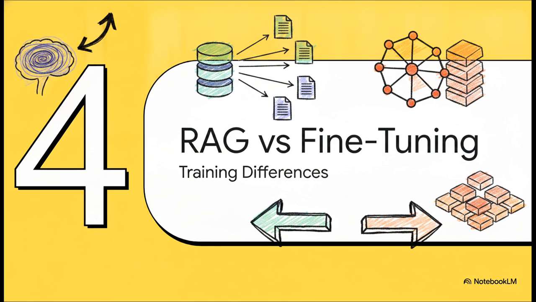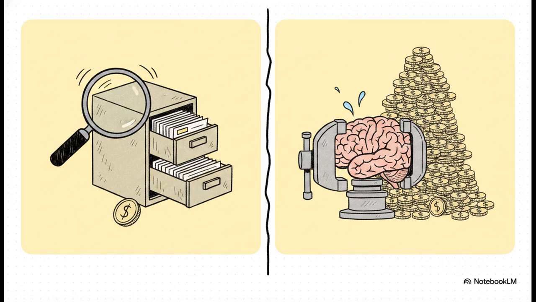Section 4. RAG versus fine-tuning, and their training differences. Now, you might be asking a very logical question right now. Why go through all this trouble with vector databases? Why not just take your enterprise data and fine-tune or retrain the AI model itself? Well, let's contrast RAG directly against fine-tuning.